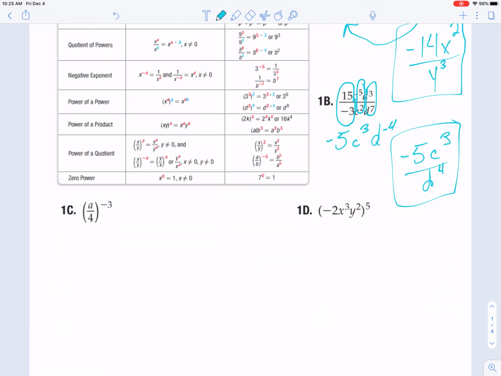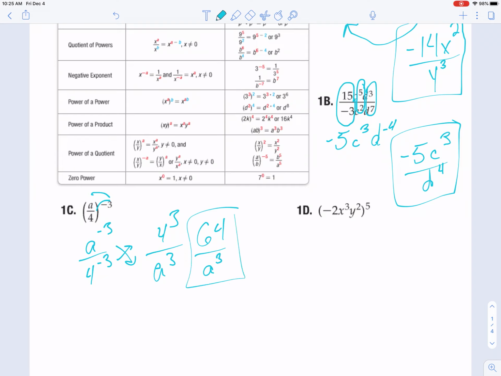If you have an exponent on the outside of some parentheses, I want you to distribute it into everything you see, so that this becomes a to the negative third over 4 to the negative third. Of course, I'm going to have to crisscross applesauce, switch those. That's not 216, it's 64, my bad. Okay, same thing here. I want you to distribute that. The answer is going to be this here.